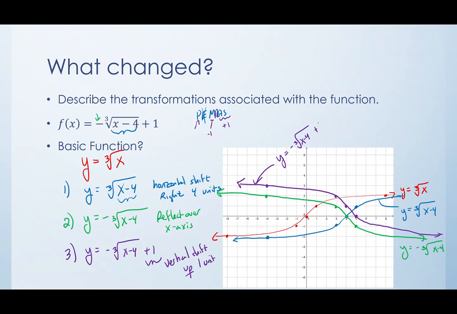Now, of course, we could have done all this with GeoGebra just by plugging in one at a time and seeing what the transformations are. But I feel like this helps you connect to what each one of them is. It's also going to let us reverse the process in the next example. So let's pause this one and go to the next video.